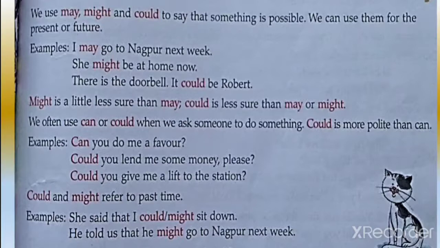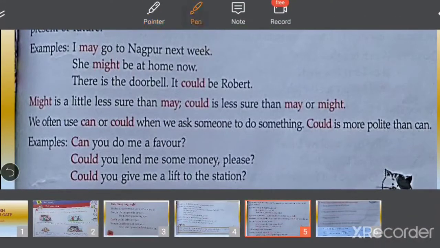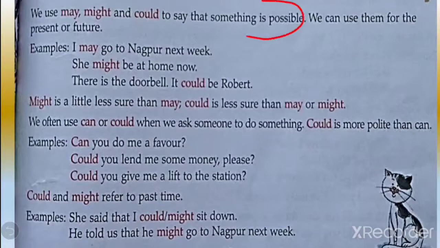Now we use may, might and could to say something is possible. So here you have to remember these also. Something is possible. We can use them for the present or future. Now look at here. Don't confuse here that could only we can use for the past. When something is possible, when possibility is there, that time you can use them. That means may, might and could. You can use may, might and could for the present also and for the future.